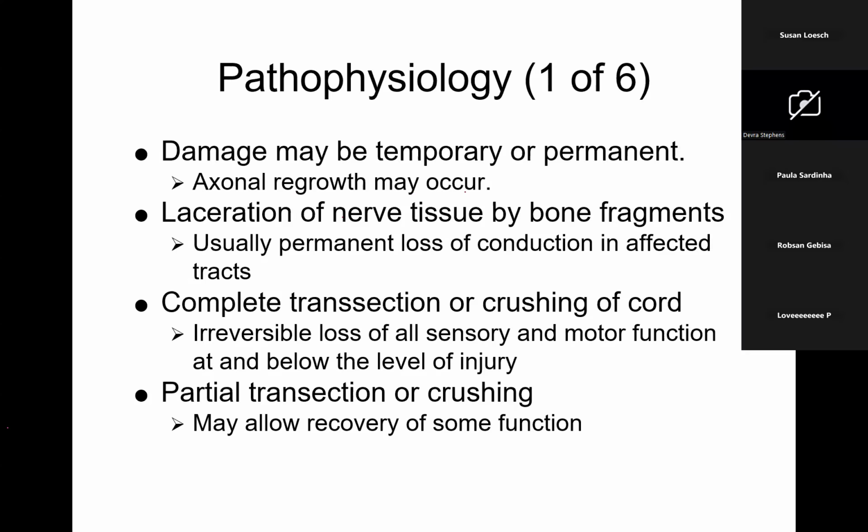All right, so the damage to the spinal cord could be temporary or permanent. Nerves in the spinal cord do not undergo mitosis, but the axons can regenerate. Laceration of the nerve tissue by bone fragments can cause permanent loss of conduction in the affected nerve tracts. So remember, those nerve tracts are carrying certain signals to the brain and back out to the body. If the cord is severed for any reason or crushed, they could have irreversible loss of all sensory and motor function, either at the level of injury or below it, or both. And with partial transection or crushing injuries, if it's only partially severed, then they can have return of some of the function over time.